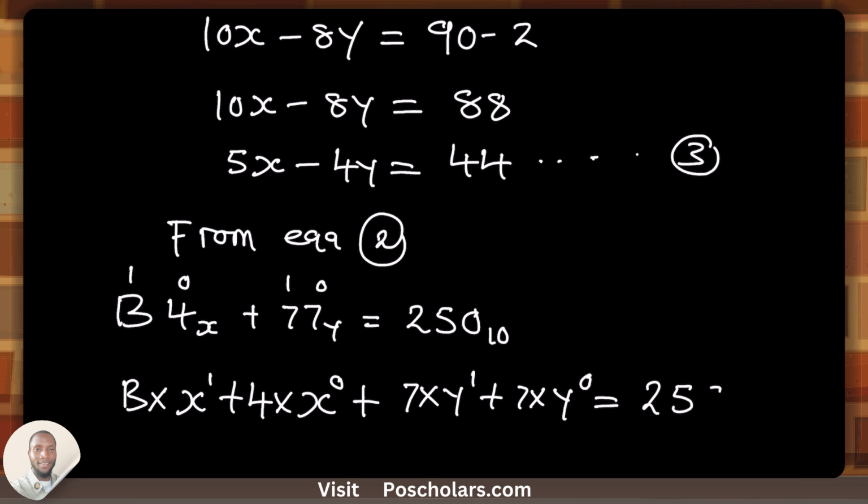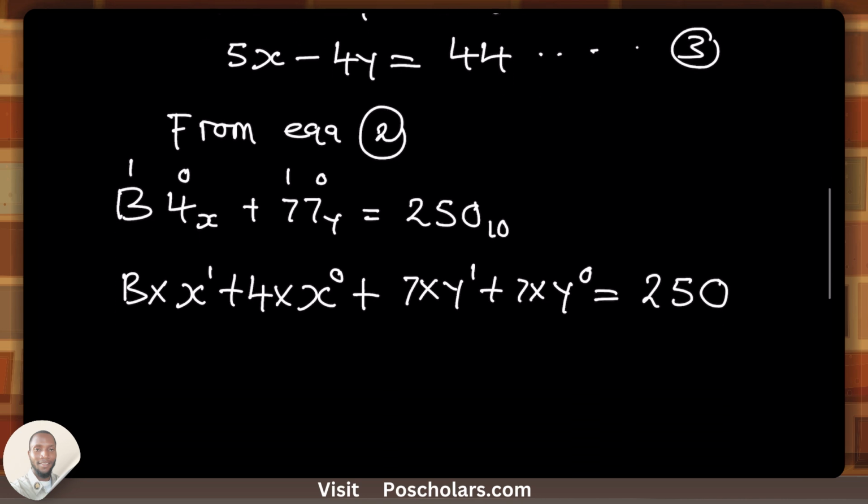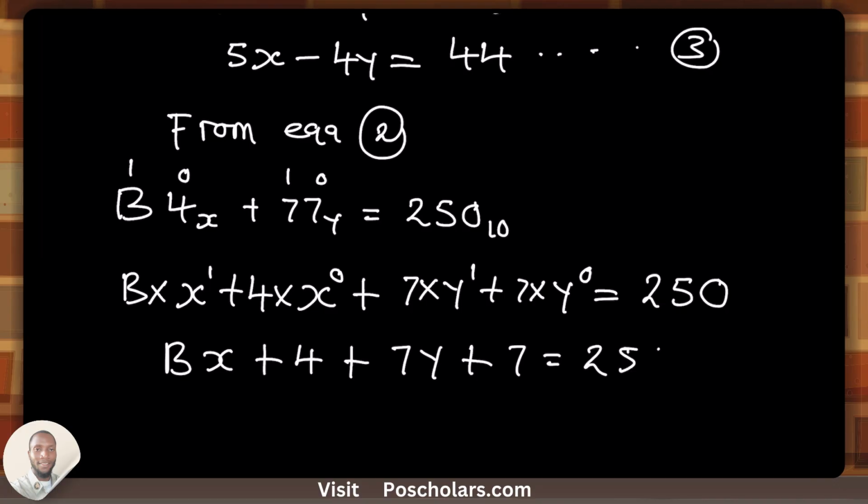There's no need for us to write the base 10 since we are working in base 10. Next, B times x raised to power 1 is Bx. Then plus 4 times x raised to power 0, which is 1, so 1 times 4 gives 4. Then plus y raised to power 1 is y, and y times 7 gives 7y. Then plus y raised to power 0 is 1, and 1 times 7 gives 7. So I write 7 equals 250.